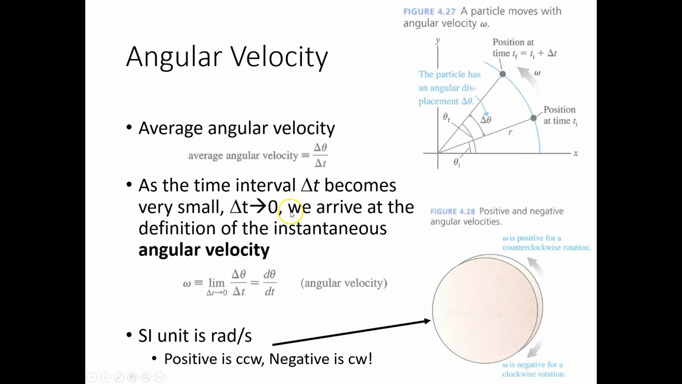So as the time interval becomes really, really small, our time interval gets closer and closer to zero, we can think about the definition of instantaneous angular velocity. Just like the derivative of position versus time is instantaneous velocity in a linear sense, we can do the same thing with angular velocity.